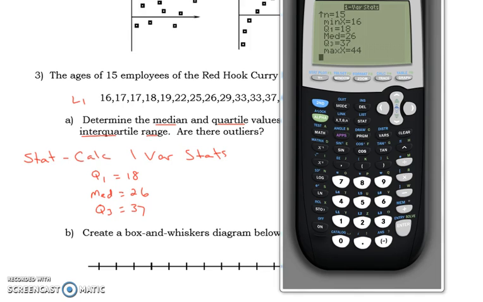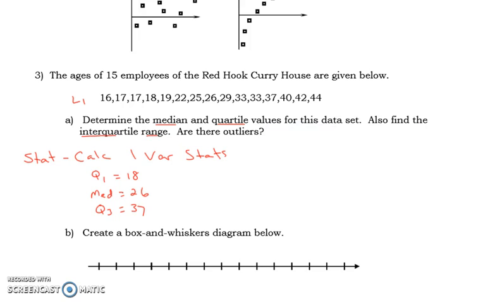Now it also asks you to find the interquartile range, and the interquartile range is not given to us by the graphing calculator. We have to find that ourselves. The interquartile range is Q3 minus Q1, and you actually have to do that math. You have to do 37 minus 18 to get 19. Remember, outliers are when we have a data value that's very high above or below the rest of the data values, and that's 1.5 times the interquartile range, and you will find that there are no outliers in this data. If there were outliers, we could not put them on the box and whisker.